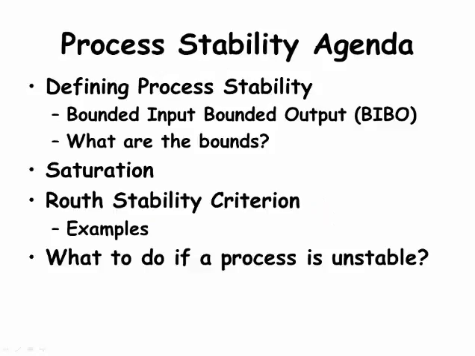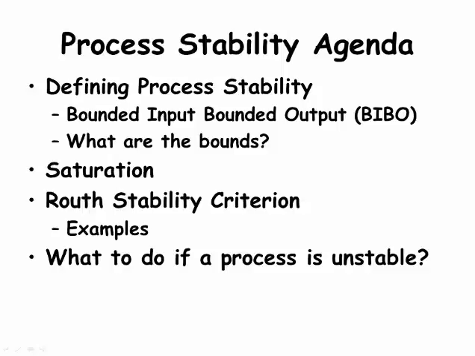For this presentation, we will review the definition of process stability that was originally given in Section 14, where a process was said to be stable if the process outputs and all intermediate values and signals remain within an acceptable range. Another way that process stability is defined is as a process that has bounded outputs if it is given bounded inputs. But that leaves us with the question, what are the bounds?